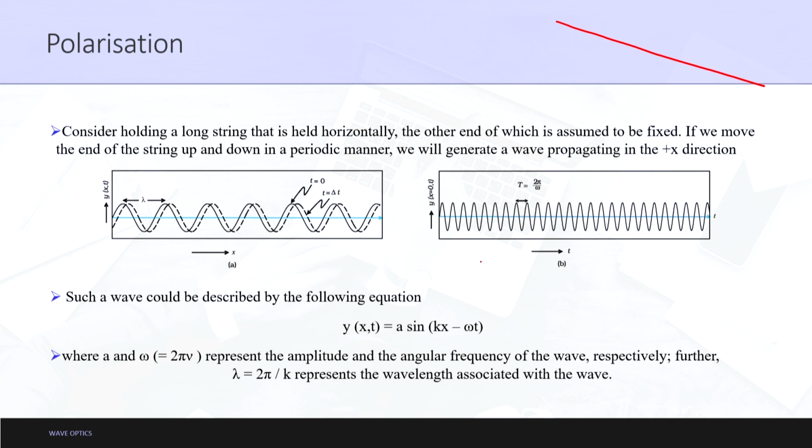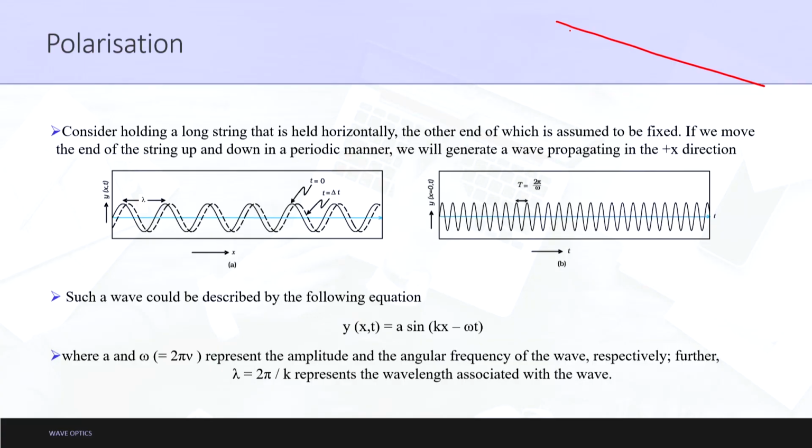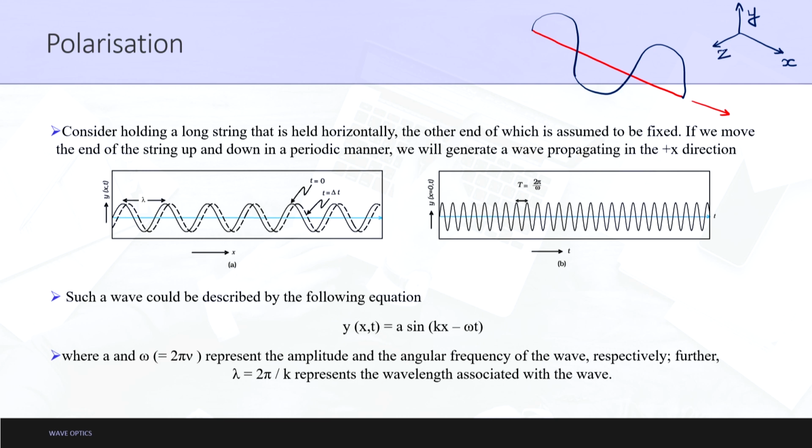Any light wave is a combination of electric and magnetic waves, which are perpendicular to each other. So if I make a diagram just to explain to you, let us suppose this is the direction of propagation of the light wave, which is given as x. Let us say this is the direction y, and this is the direction z: x, y, z.